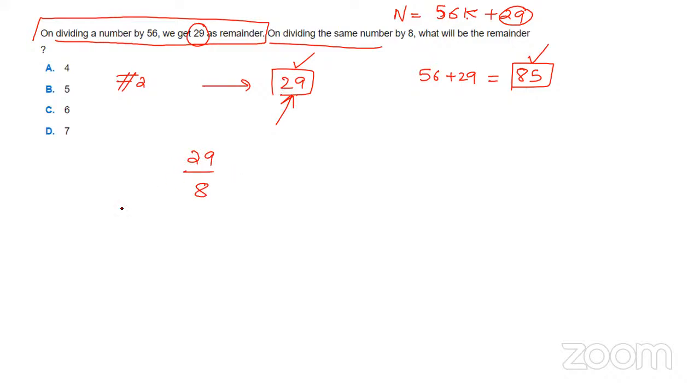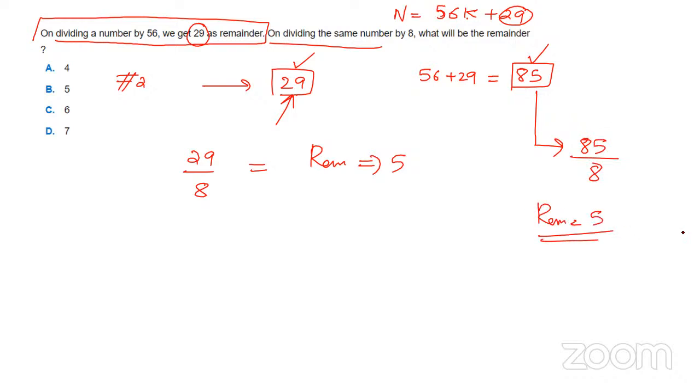This makes your task very easy, right? The calculation-wise also it's very easy. 29 by 8, you clearly know that the remainder is going to be 5 because 8 3s are 24, remainder is 5. Or if I'm taking 85 also, the answer would be straight away. 85 divided by 8, what's the remainder? The remainder clearly we can say 5 is the remainder.